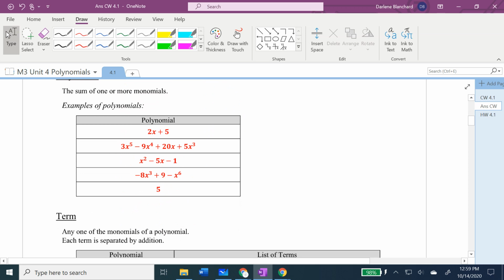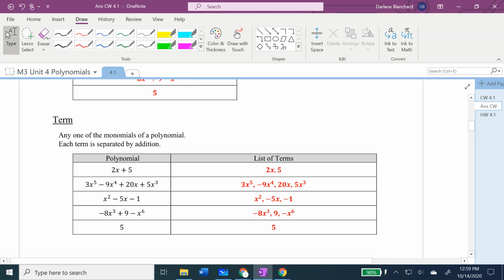So then the next thing is you need to understand what I mean when I say a term. And I've actually been using the word term throughout the class. It's anything in between addition, subtraction signs. So it's basically those monomials. But when I have subtraction, like right here I have minus 9x to the 4th, when I talk about the terms, that subtraction needs to be included. So that term is actually negative 9x to the 4th.